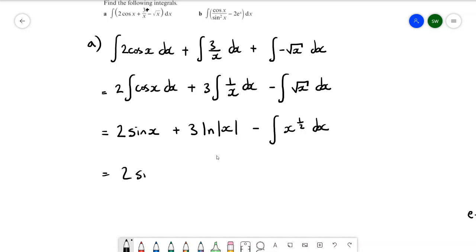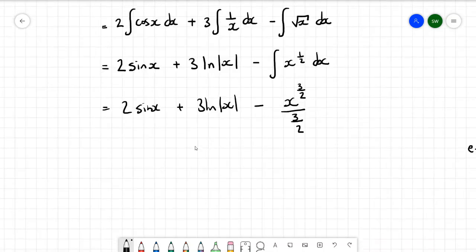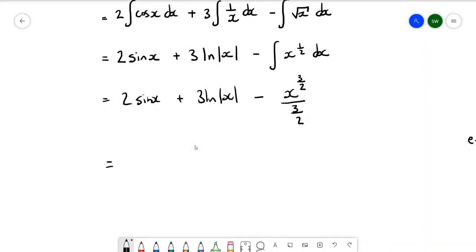So we've got 2 sine x plus 3 natural log of the modulus of x minus, and then to integrate this, we're going to increase the power of x by 1, so that's 3 over 2, and then divide by the new power, 3 over 2. We can neaten that up a little bit, because if you divide by 3 over 2, that's the same as multiplying by 2 over 3. So we can write that as 2/3 times x to the power of 3 over 2.